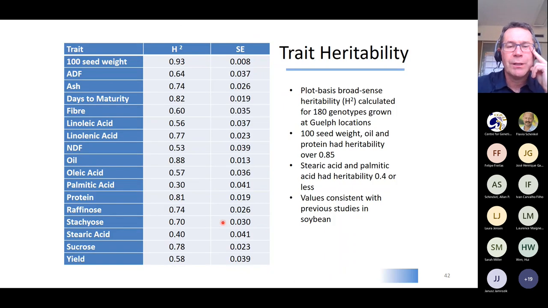The heritability was also estimated for all the traits under observation, and it went from very high for 100 seed weight or seed size to a bit much lower for palmitic acid, and for yield it's moderate at 0.58. So it covered the range, pretty high for oil content.